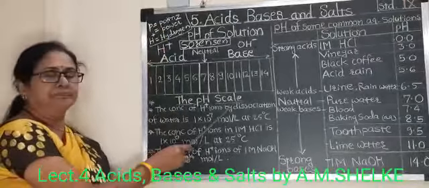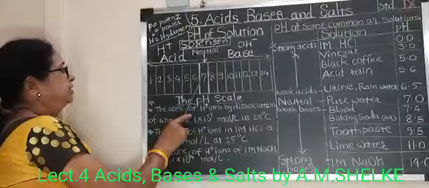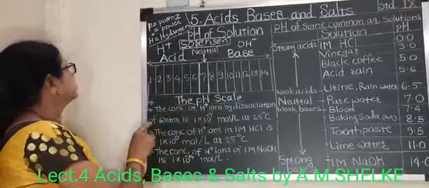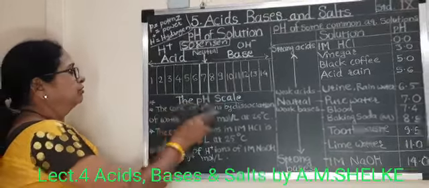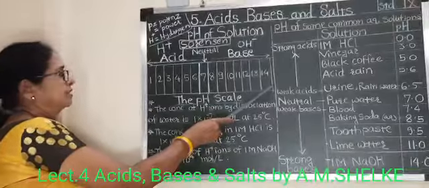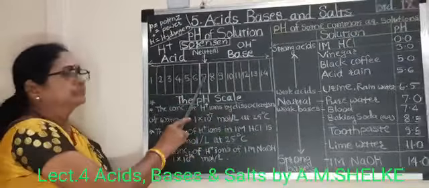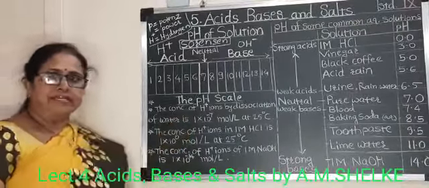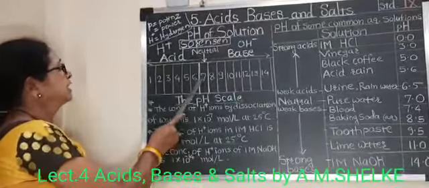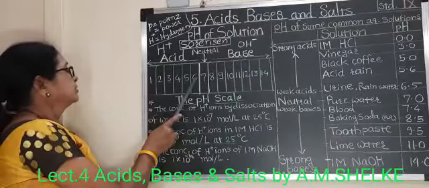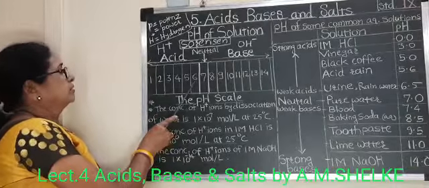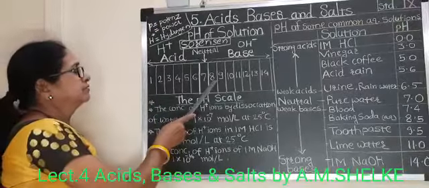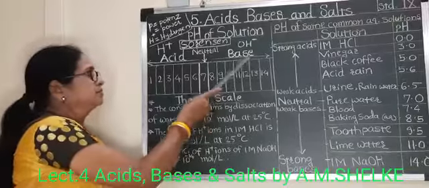According to this scale, the pH of a neutral solution is 7. This scale ranges from 0 to 14, or 1 to 14. A neutral solution, like pure water, has a pH of 7. An acidic solution has a pH less than 7, from 1 to 6. And if the pH is greater than 7, that solution is considered a base.